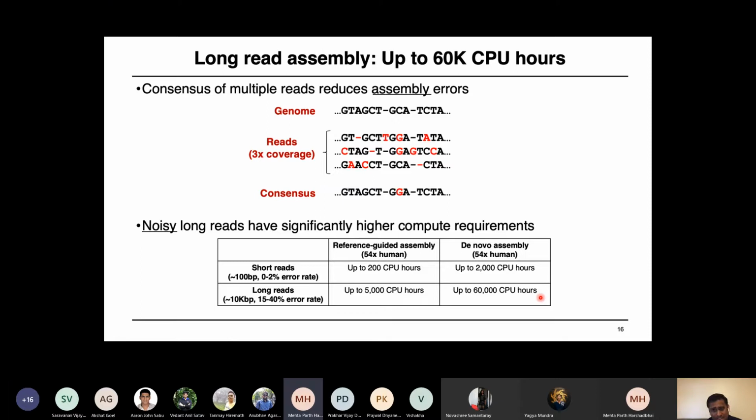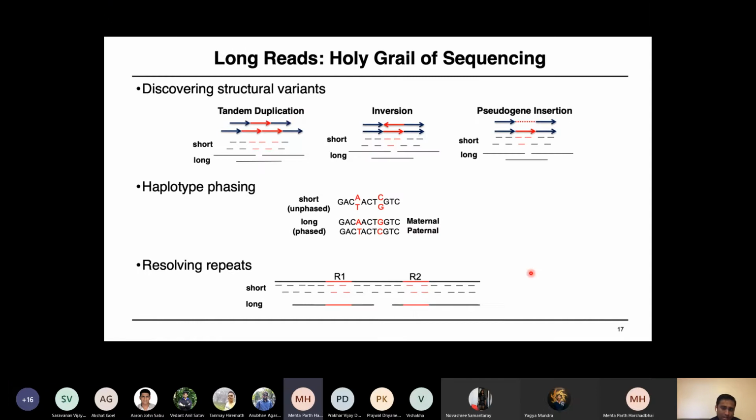And as you can see here, it's an order of magnitude higher in computational cost compared to short read assembly. So why do we even use long reads? That's because despite their high error rates, they have been considered the holy grail of sequencing for a very long time. They have an ability to discover a very broad spectrum of genomic mutations, such as structural variations.